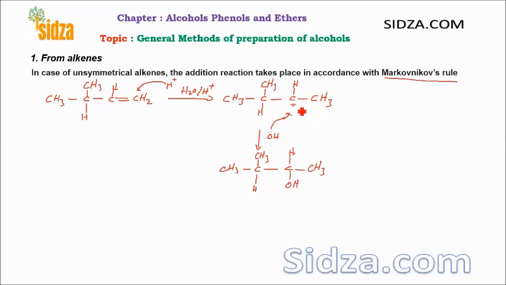But look at this intermediate here. This is actually a secondary carbocation, right? This is a 2 degree carbocation. But carbocations actually have an important property of rearrangement. If there is a possibility for a carbocation to get a more stable carbocation, then it will rearrange. So carbocations can undergo rearrangement so that they can get a more stable carbocation.